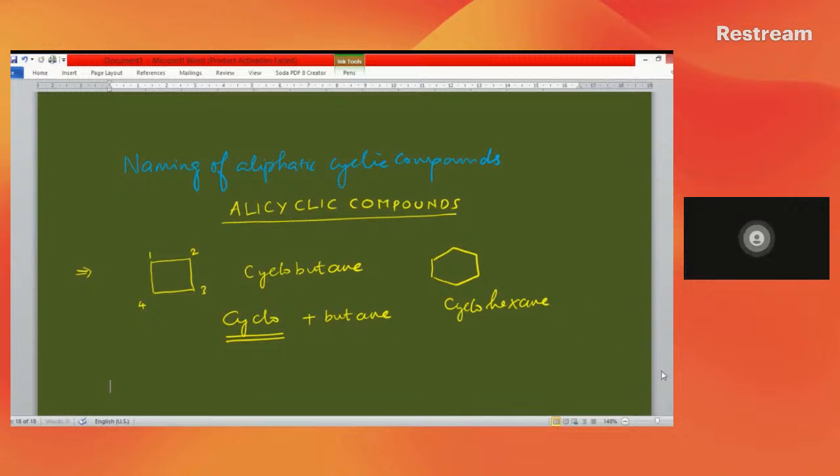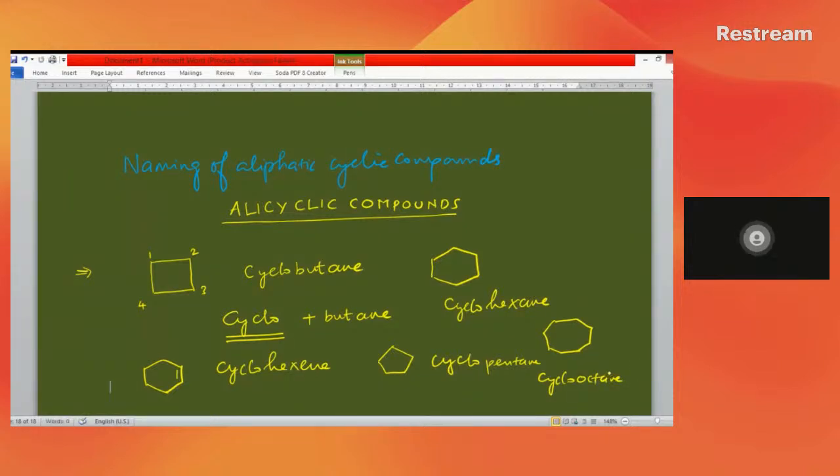So many examples can be given. And you can have a compound like this. Suppose there is a double bond between these two, it is to be called cyclohexene. And there is an instance, a cyclic compound given like this. It can be called cyclopentane. And if there are 8 carbons, we can call it cyclooctane.